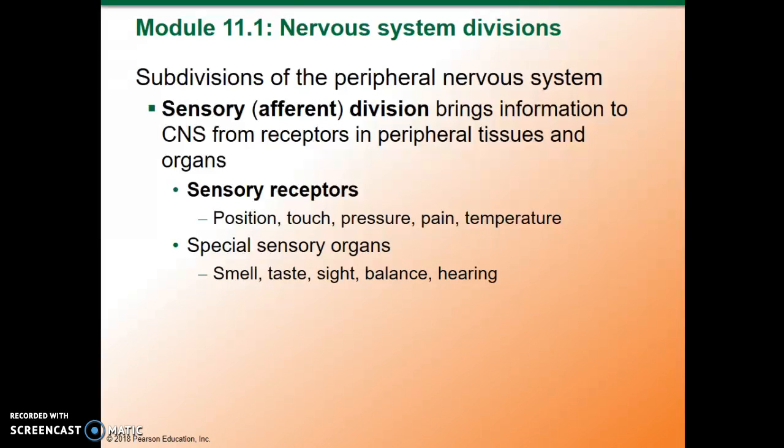The sensory, or afferent, with an A, brings information in from the outside world, and all of this information has to be collected by sensory receptors. These receptors include receptors for cold, hot, pain, light pressure, deep pressure, and so on. And also sensory information above the head is considered special sensory information. Above the neck, these include smell, taste, sight, balance, and hearing.